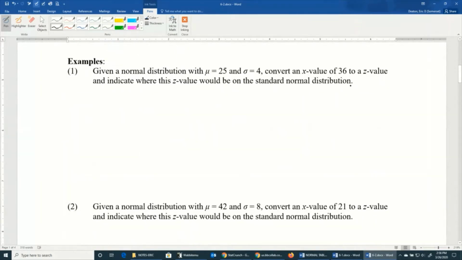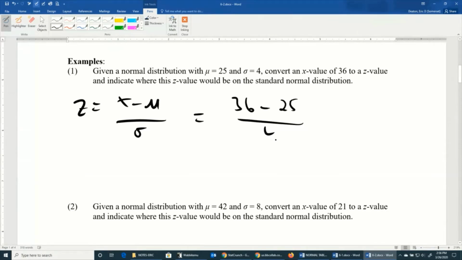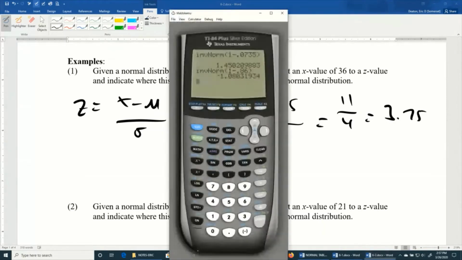We're going to convert this x value of 36 to a z value. So what we're going to do is use the formula z equals x minus the mean divided by the standard deviation. X is 36. The mean is given to be 25, and sigma, or standard deviation, is 4. So 36 minus 25 is 11 over 4. And if you type that in, or if you do it in your head, you get 2.75. Just to show you, I wasn't lying to you. And we do want the decimal value.